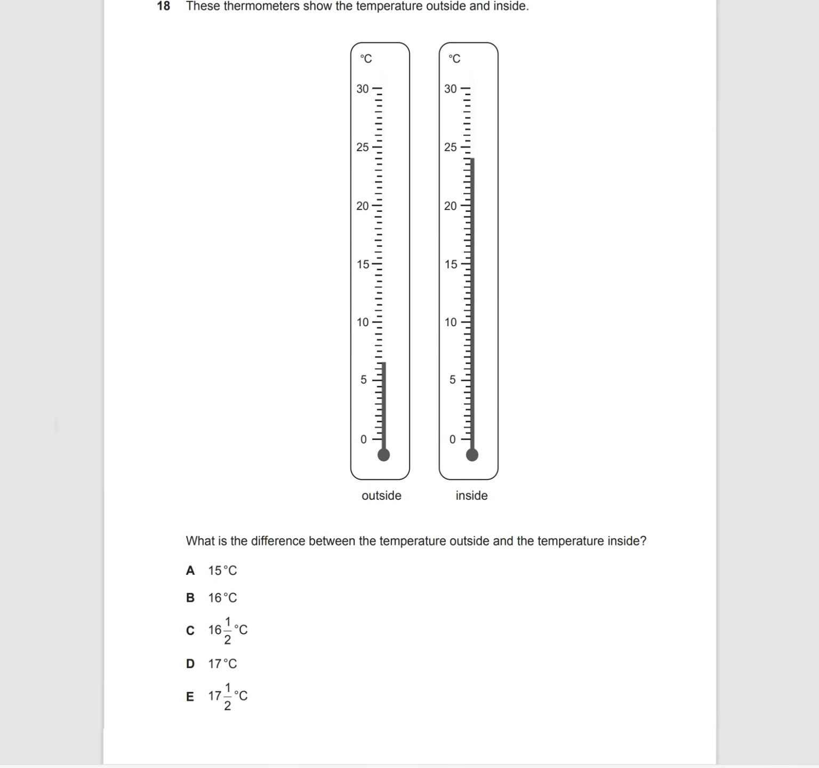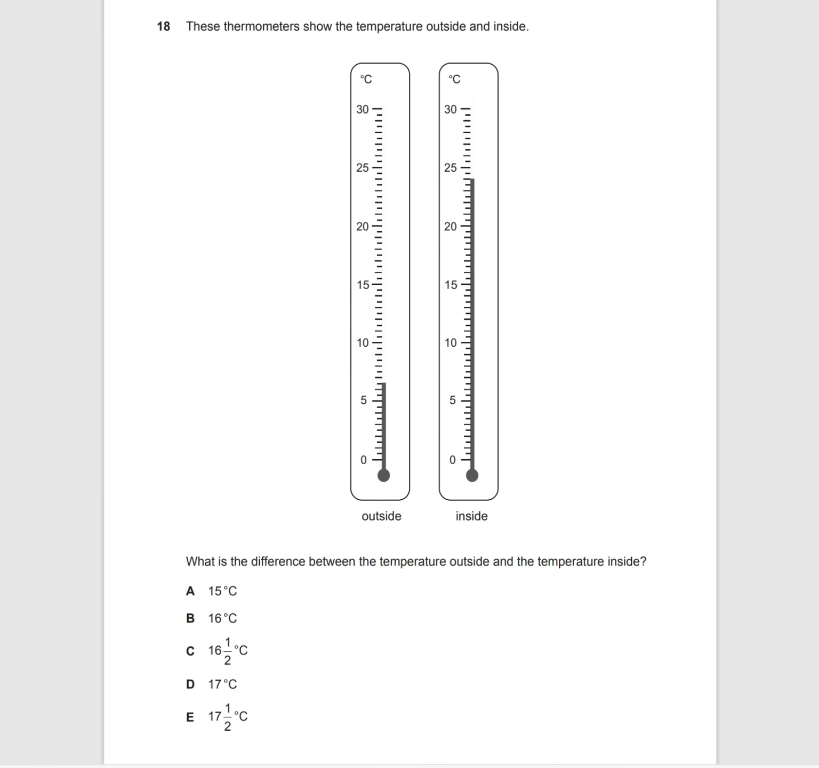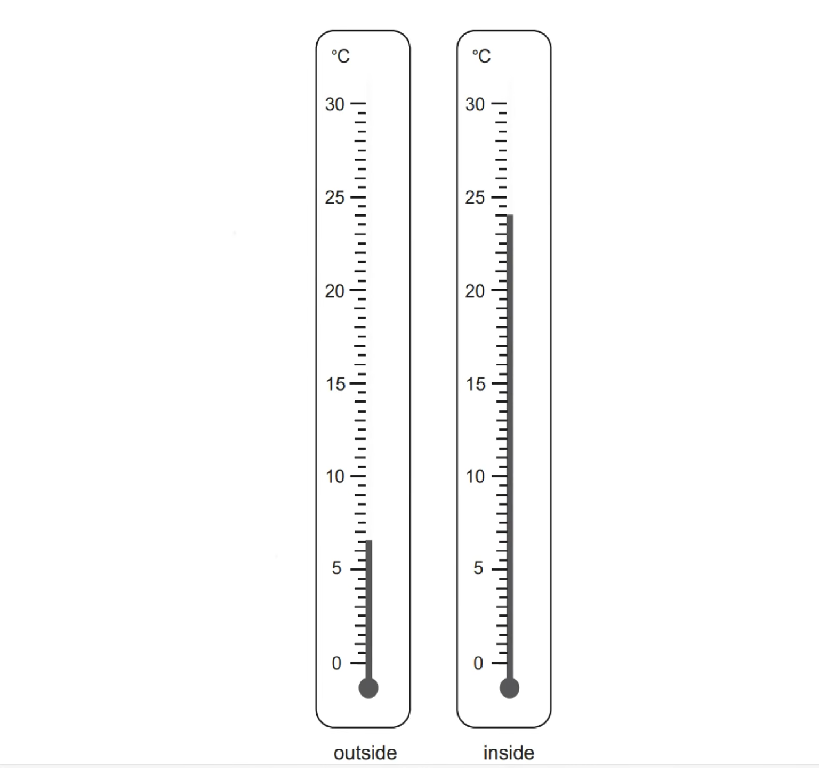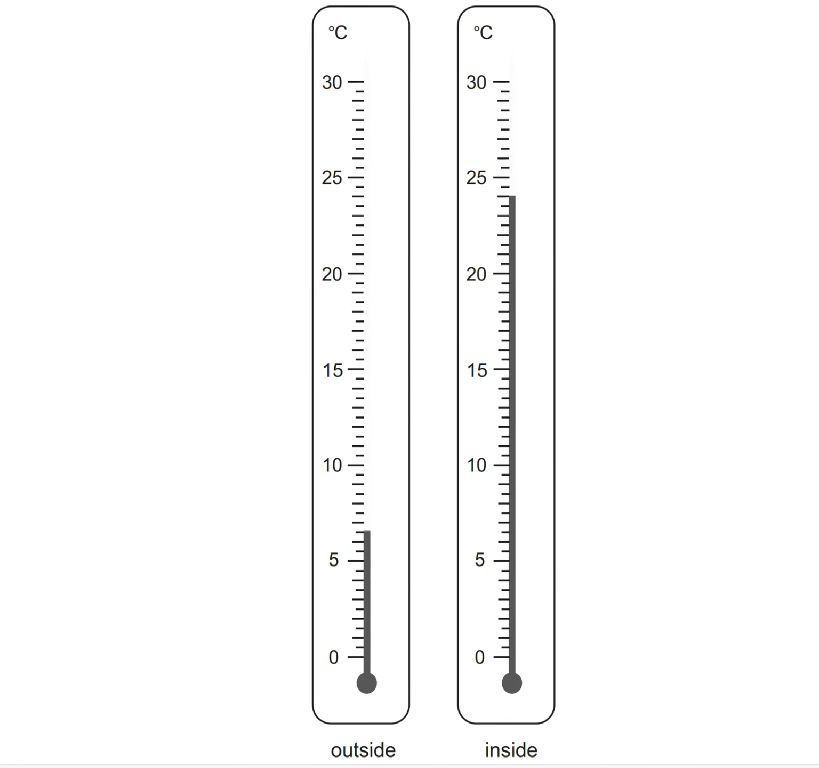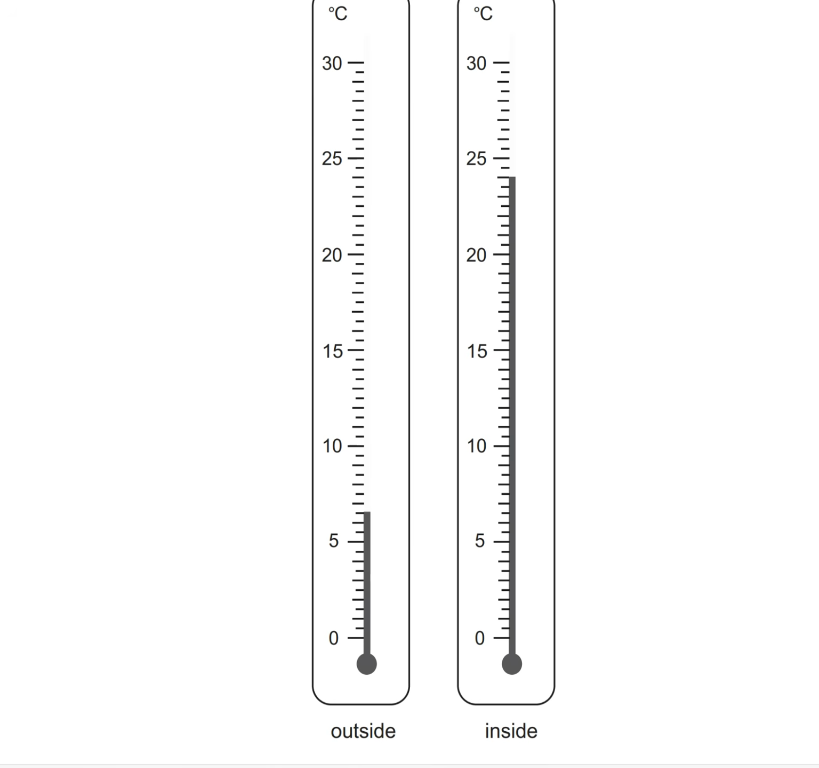Let's zoom out to see the question. These thermometers show temperature outside and inside. What is the difference between the temperature outside and inside? Okay, so let's zoom in. You can see here the difficult part of this question are the little measurements, right? Between 5 and 0, there are very many little lines. So you can see there's a big line and a small line.